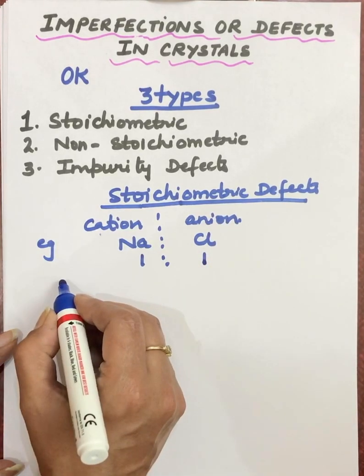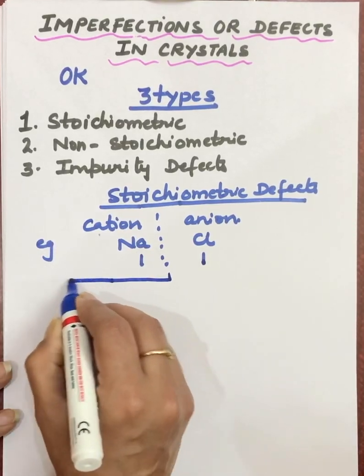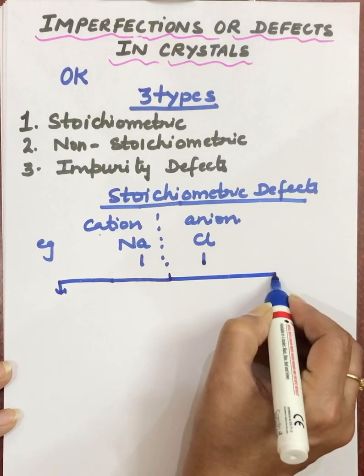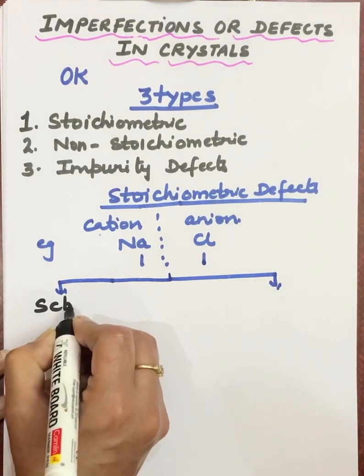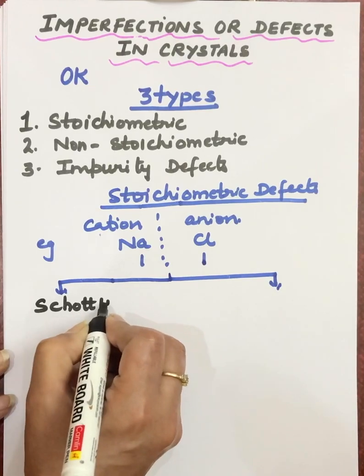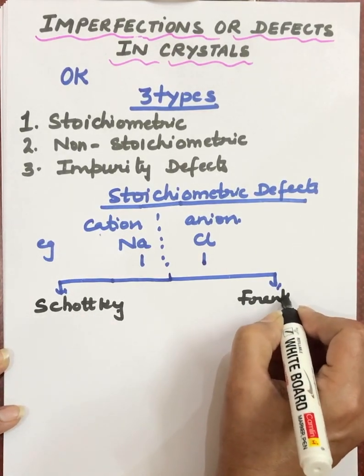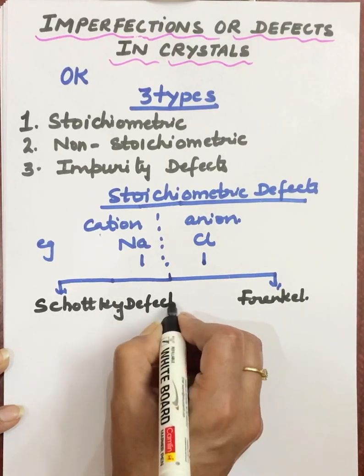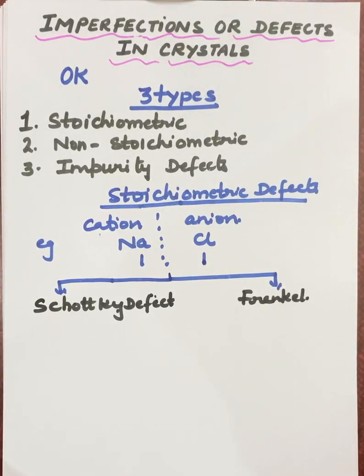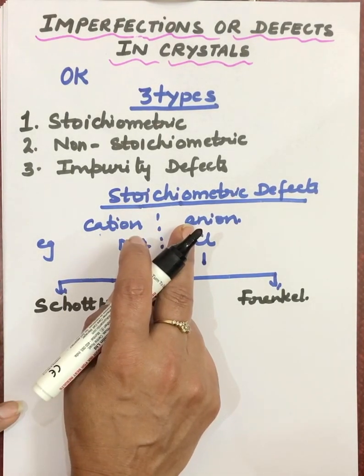Further, stoichiometric defects are of two types. First one is Schottky defect. Second is Frenkel defect. Now, what is Schottky defect? From this defect, the stoichiometric definition will be more clear to you.